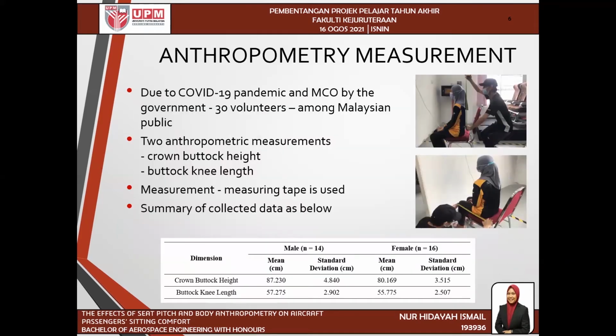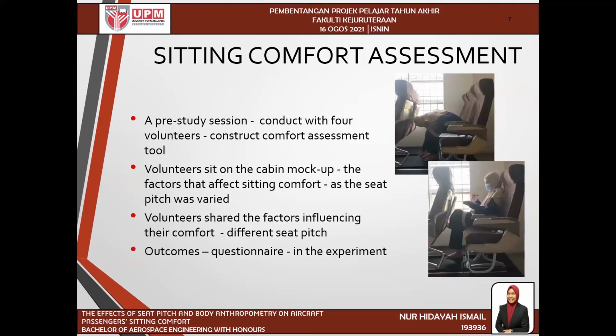Here is the conduct of anthropometry measurement. Due to the challenges of the COVID-19 pandemic and MCO by the government, only 30 voluntary participants were able to be gathered among the Malaysian public for this study. Two anthropometric measurements that have been identified in literature as influential to aircraft sitting comfort are crown buttock height and buttock knee length. The summary of collected data is as tabulated, where the mean of crown buttock height for male and female are 87.2 cm and 80.2 cm respectively, while the buttock knee length of male and female are 57.3 and 55.8 cm respectively.